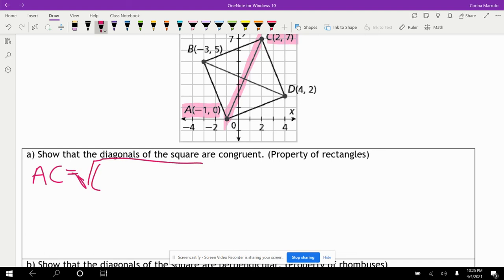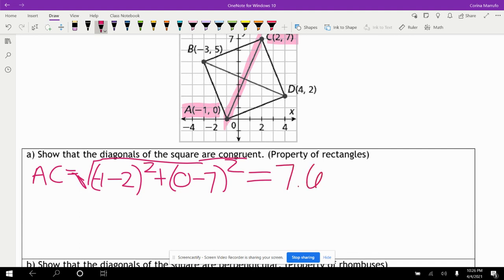So we're going to subtract the x values and square it, plus subtract the y values and square it. So my x values are going to be -1 minus 2, and my y values are going to be 0 minus 7. Okay, I go ahead and put all of that in my calculator, and it gives me 7.6.